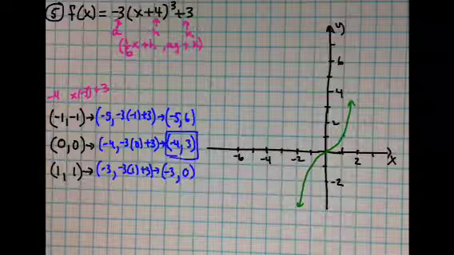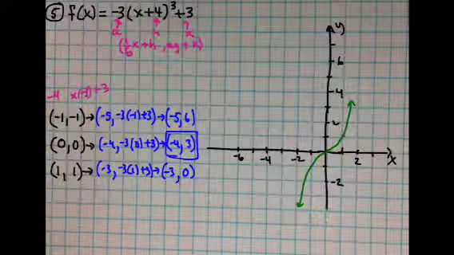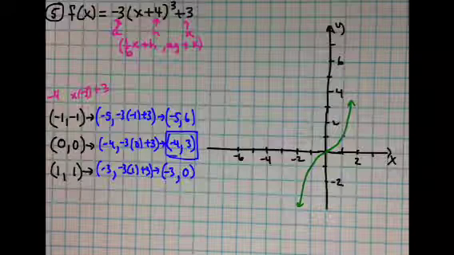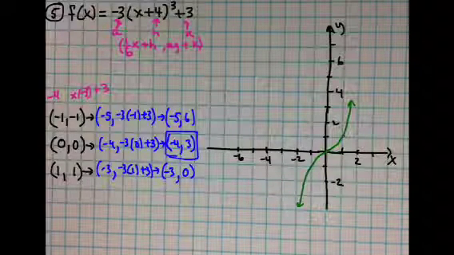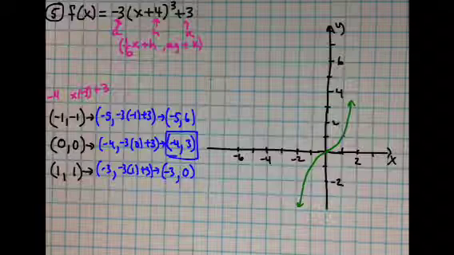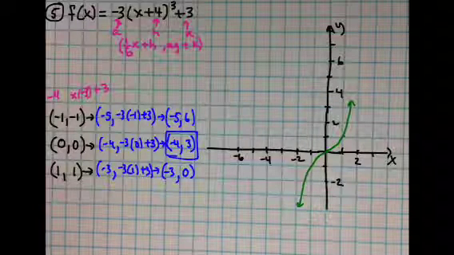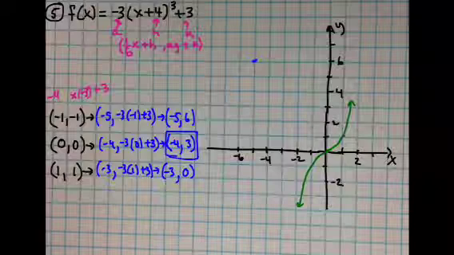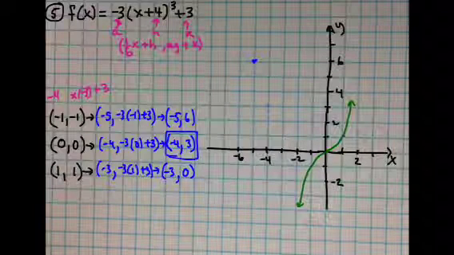So now I'm going to go ahead and plot it. Notice I keep the parent function on the graph so that when we finish we could always compare the parent function with the transformed function. So let's see, -5, 6, -4, 3, and -3, 0.